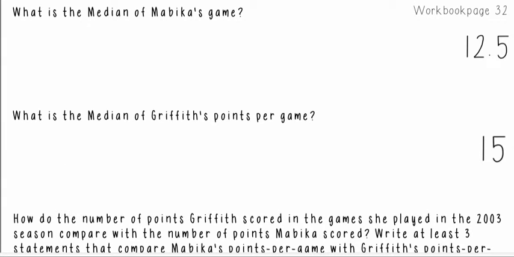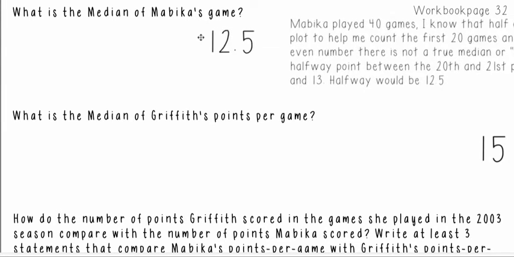Finally, on the back side of your worksheet, you were asked to find the median of Mabika's game. This was an important question to read carefully because many of you may have written down Griffith's median because you were just plotting Griffith's scores, but make sure that you are looking at Mabika's game score. Hopefully you found the median of 12.5.